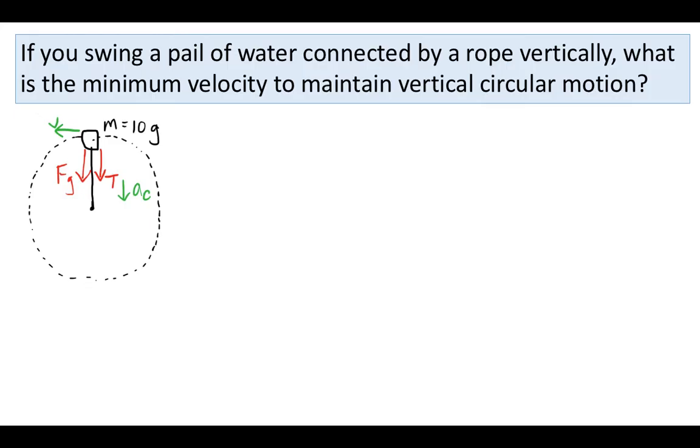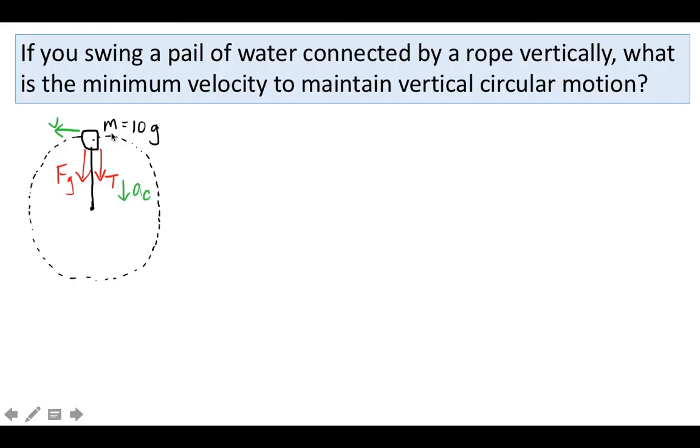So if we look at the bucket at its max height, when it's at the top of its path, we'll notice that it has the force due to gravity pulling down on it, and it has tension also pulling down on it. Its centripetal force is always directed towards the center of the path, and therefore its centripetal acceleration is also directed towards the center. Its instantaneous velocity is the direction in which it's currently moving. It's always tangent to the circle.